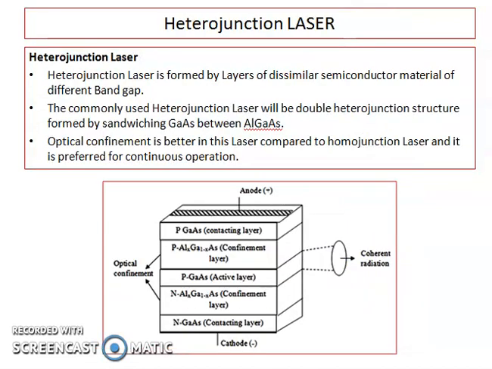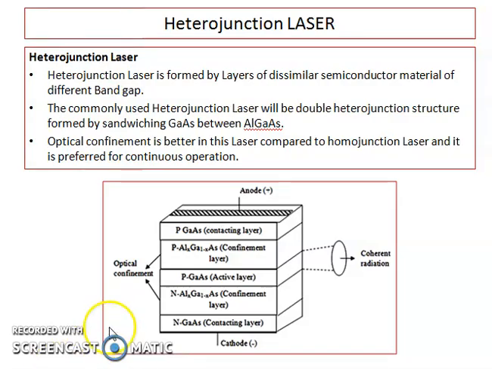The other type of laser construction is the heterojunction laser. Here the heterojunction laser is formed by layers of dissimilar semiconductor material of different band gap energy. The commonly used heterojunction laser is the double heterojunction structure, formed by sandwiching gallium arsenide between aluminum gallium arsenide material. Optical confinement is better in this laser compared to the homojunction laser, and it is preferred for continuous operation.